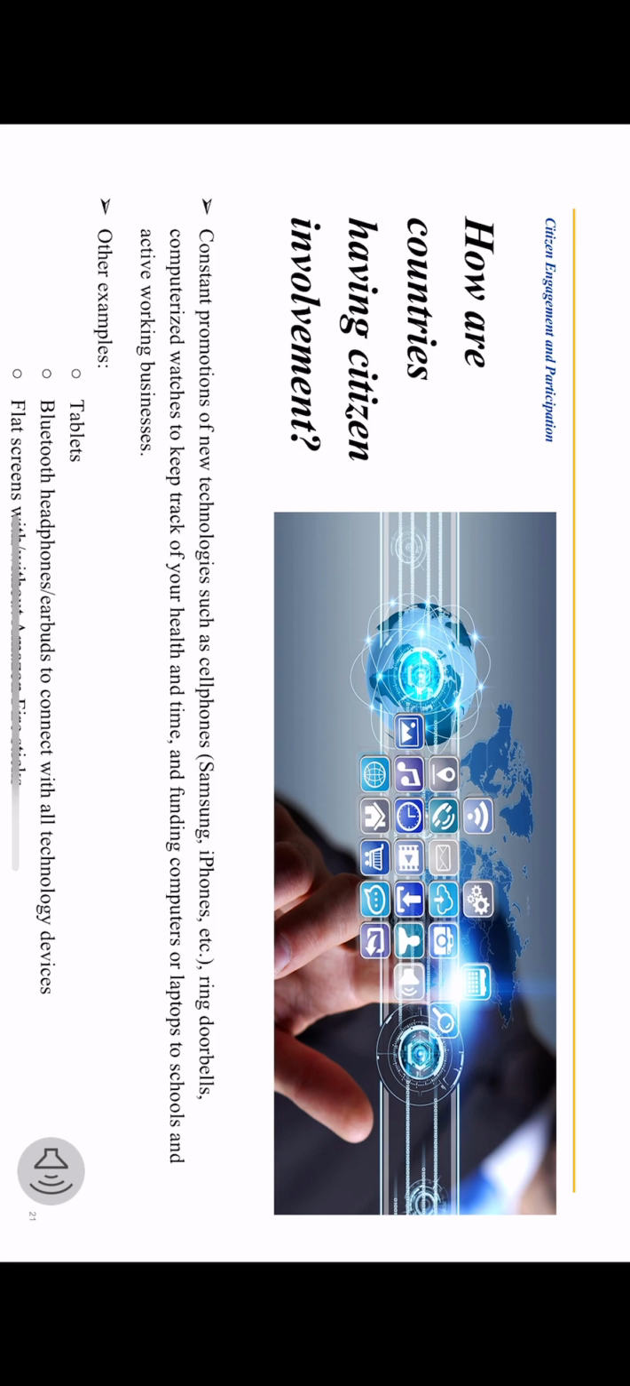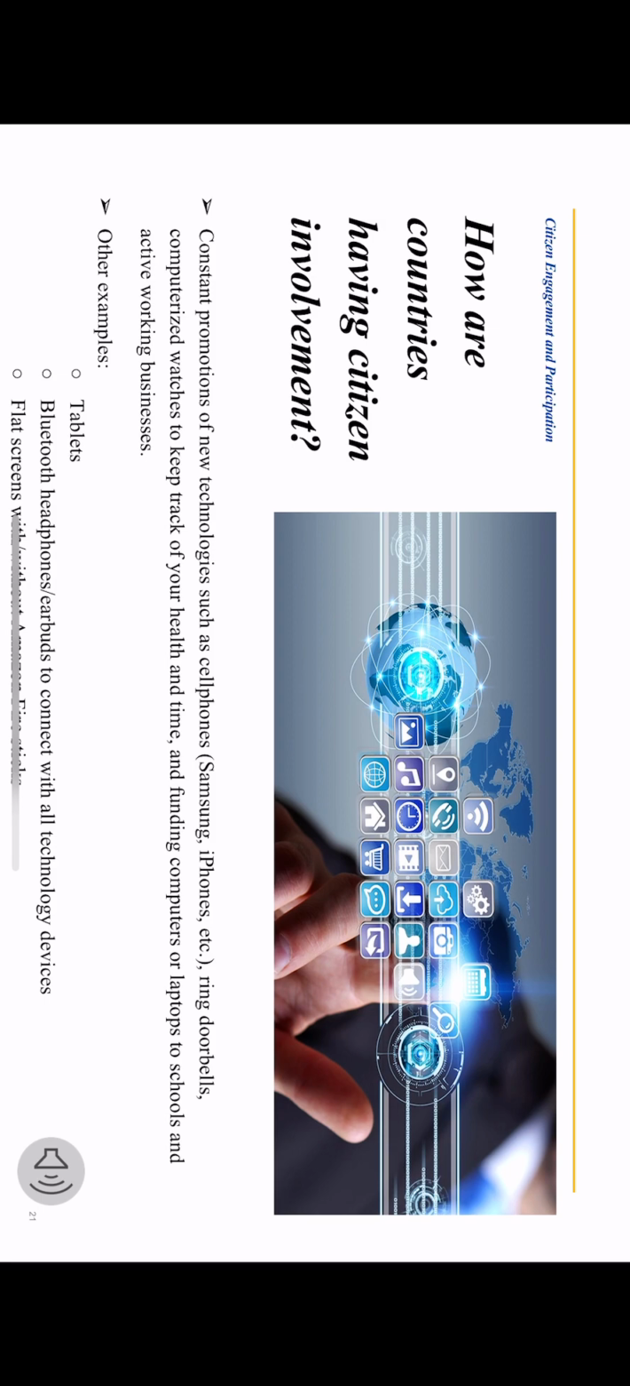How are countries having citizen involvement? Countries that have strong advocacy for technology usage, or are in the process of it, want to make sure that their citizens are showing engagement with technology. Ways to ensure that the plan follows through are the constant promotions of new technologies such as cell phones like Samsung or iPhones, Ring doorbells, using computerized watches to keep track of your health and time, and funding computers or laptops to schools and active working businesses.